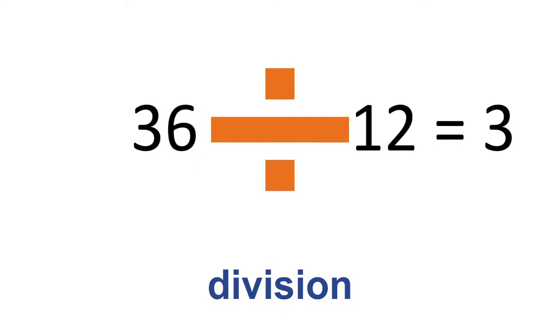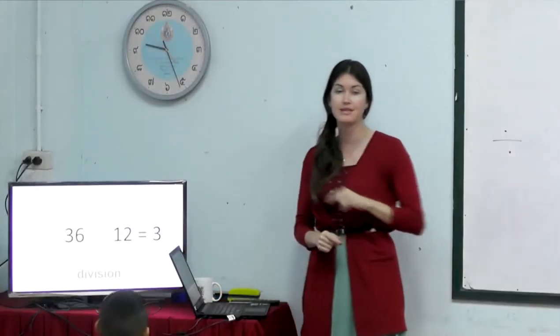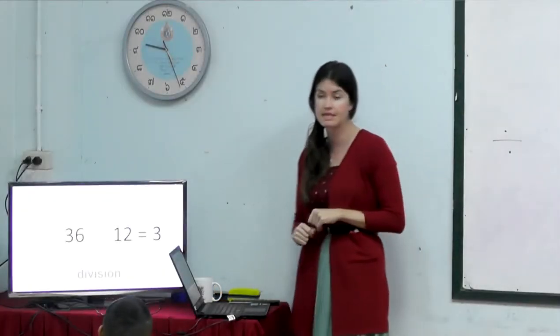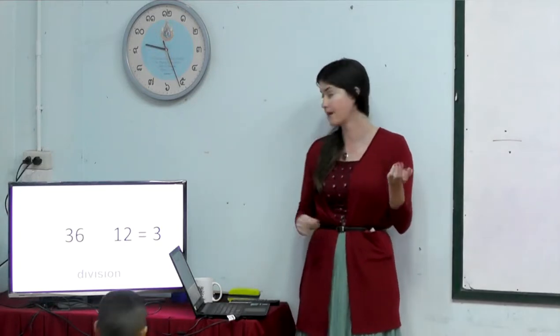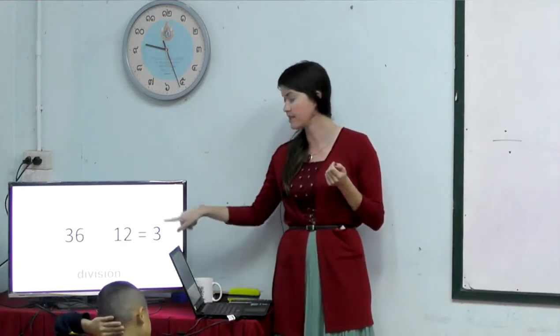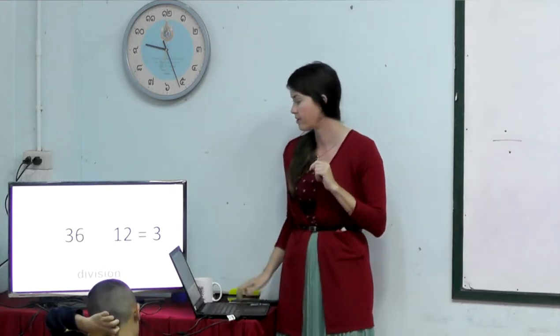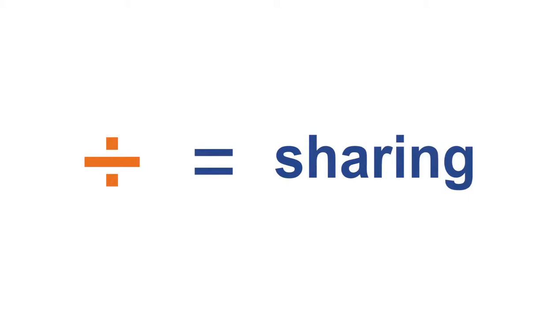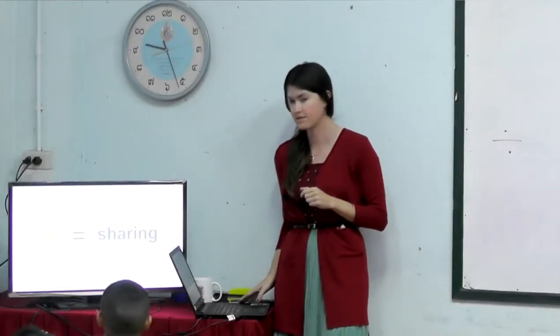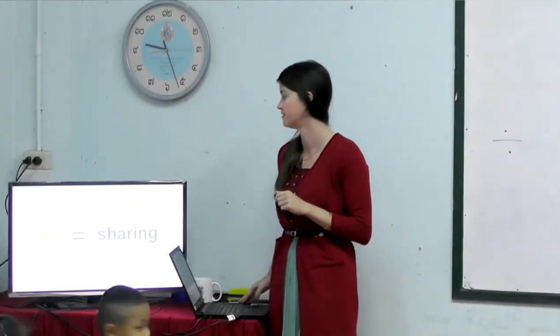If we start with 36 beans and we divide by 12, if I give 12 beans to this one, and 12 beans to Nanir, and 12 beans to Prao, our answer is 3 students. 3 students have beans. So when we see divide, we know that we're going to be sharing. We're going to be making groups or thinking about sharing. So let's take a look at an example.